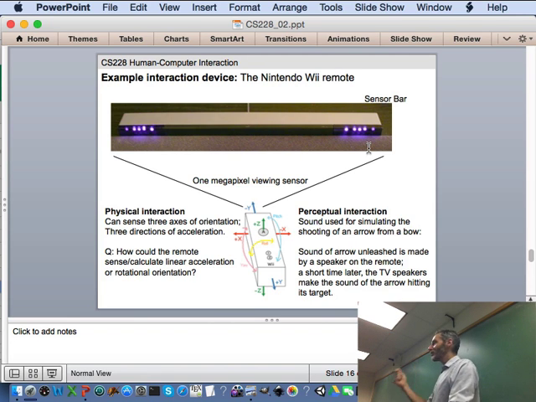We can support the perceptual interaction by making a sound on the speaker on the remote, which is the sound of the release of the arrow, and then a short time interval later, we can emit the sound of the arrow hitting the target from the computer monitor or the TV. Right? If the Wii remote senses that the orientation is pointed away from the screen and I release the arrow, what is the human user expecting to hear?